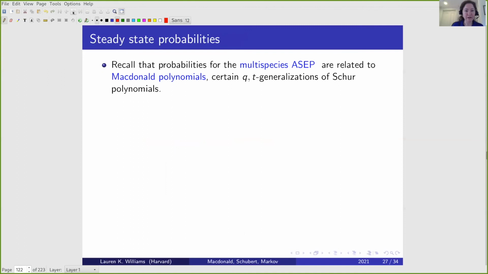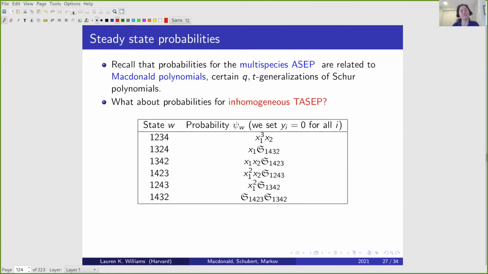Okay, so recall that in our previous setup, the multi-species ASEP had probabilities that were closely related to Macdonald polynomials, which are some q,t generalizations of Schur polynomials. But what about probabilities for the inhomogeneous ASEP? So you can, again, work this out for small examples. And this is what you get when n is equal to 4. So let me explain what my notation here is. So this math frac S stands for the Schubert polynomial associated to a permutation w. And I'll define Schubert polynomial in a moment. So this is the case where n is 4.